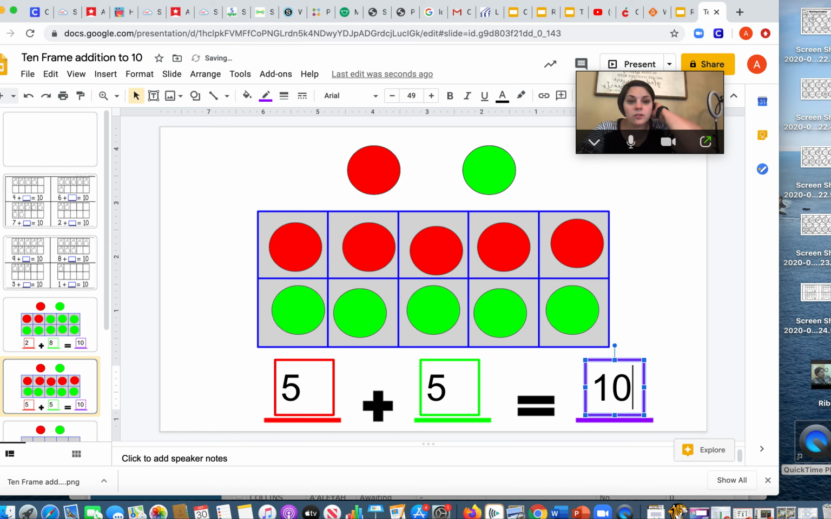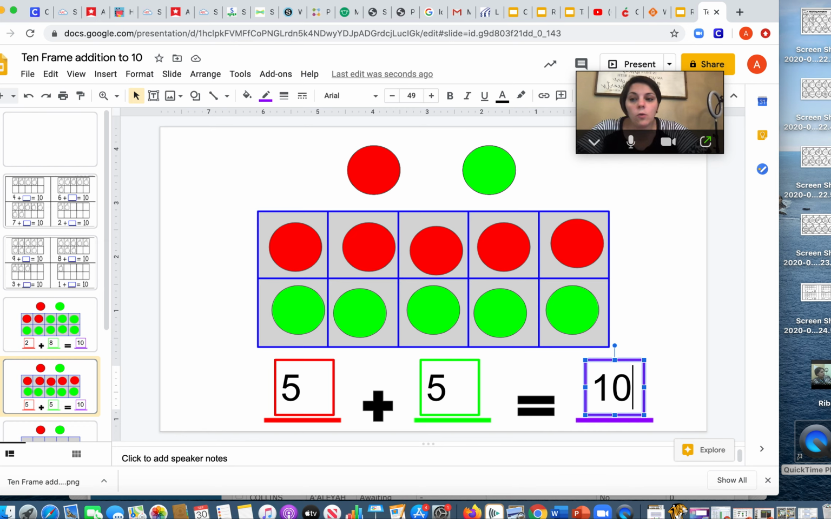10 every single time, right? Because we're filling in the whole 10 frame today. We are trying to find different ways to make 10. And there's lots of different ways. So I'm looking to see what ways do you want to set it up. You're going to set up your 10 frame 5 times today.